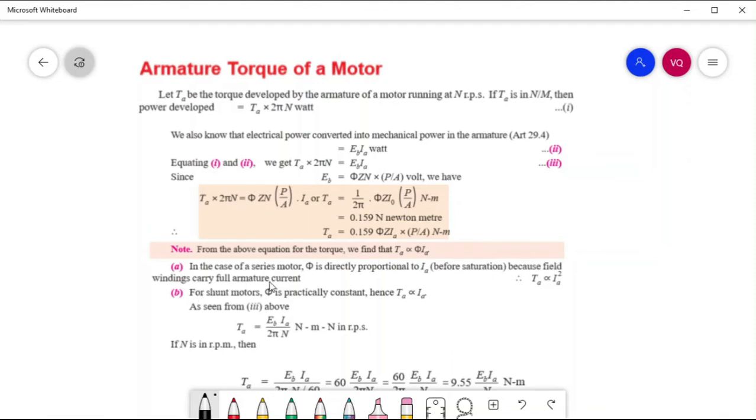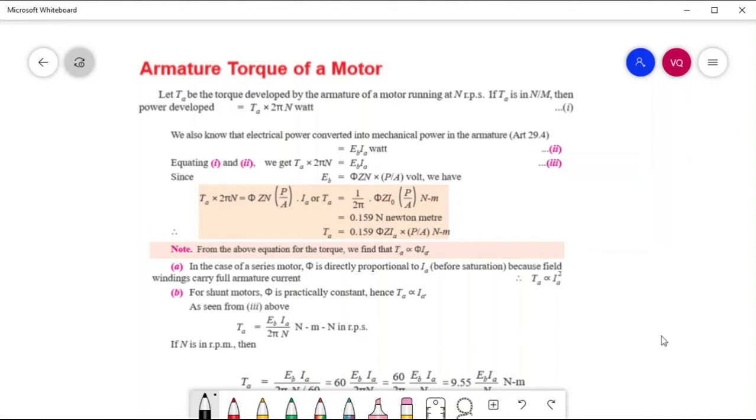In case of a series motor, flux is directly proportional to armature current, because field windings carry full armature current. Therefore, the armature torque is directly proportional to the square of the armature current. For shunt motors, flux is practically constant. Therefore, the armature torque is directly proportional to armature current. So, armature torque is equal to the back EMF multiplied by the armature current divided by 2 pi n. This armature torque is in RPS.